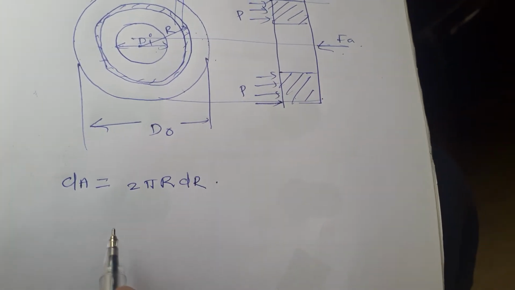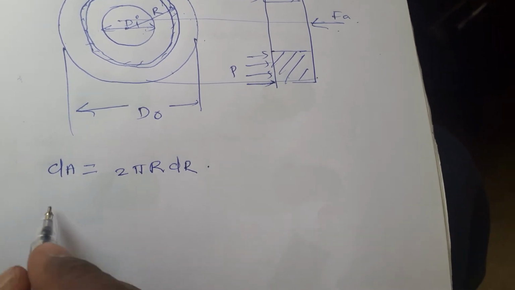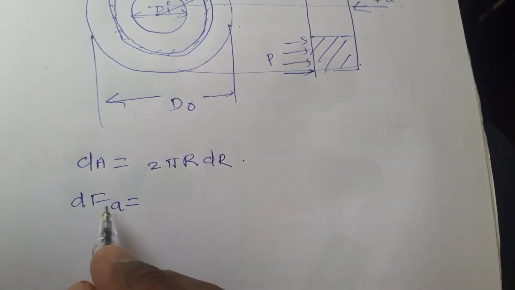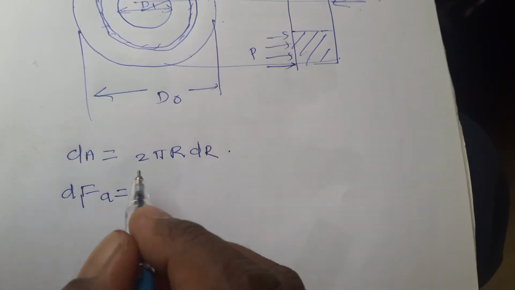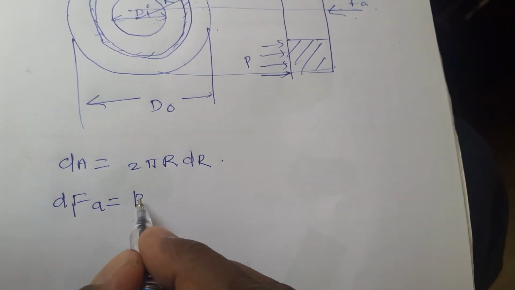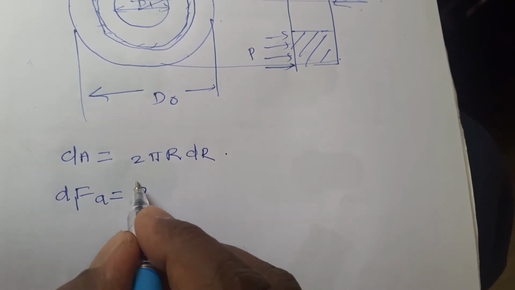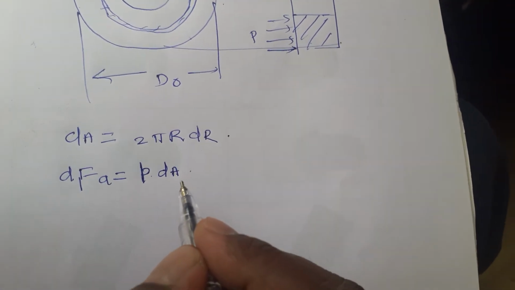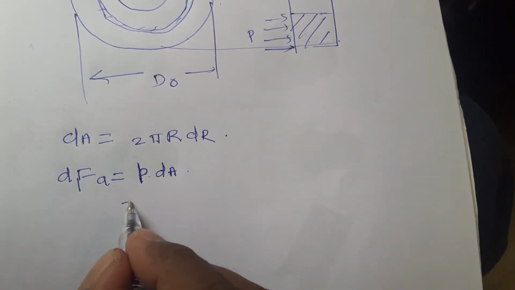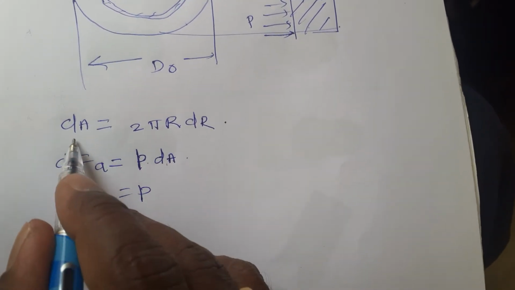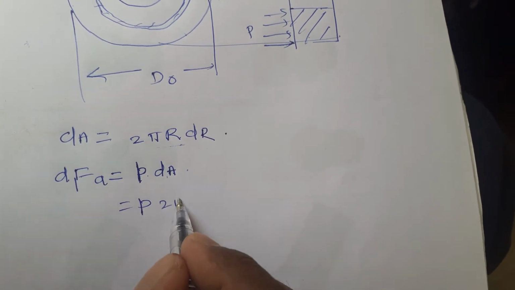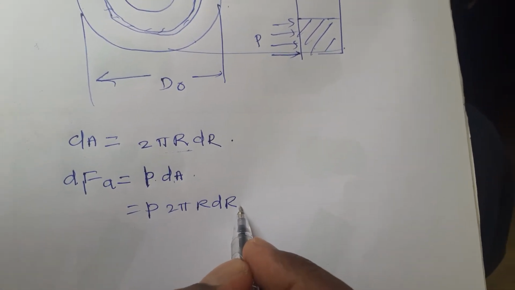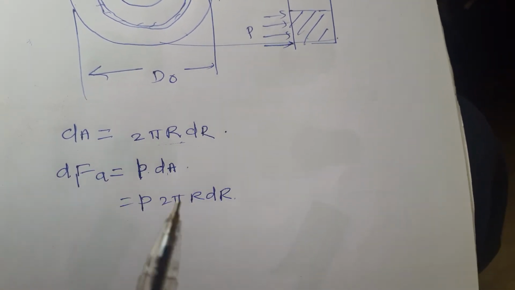Now the axial force on the ring, that is the elementary axial force on the ring, dFa. You all know what the force is: pressure into area. This is the pressure, and the area will be dA. dA is what? 2 pi r into dr. That is your axial force acting on the ring.